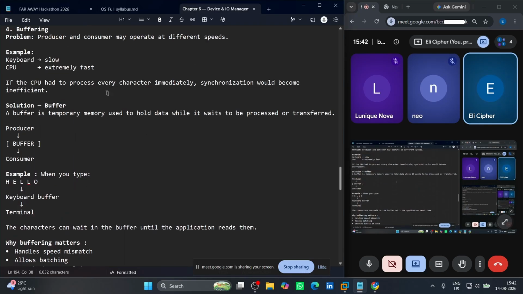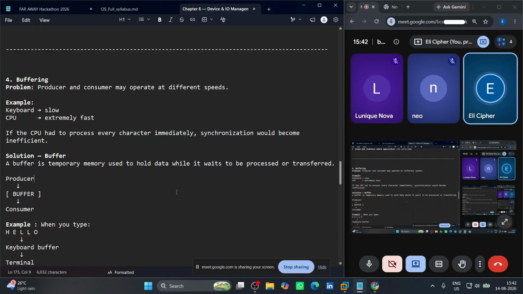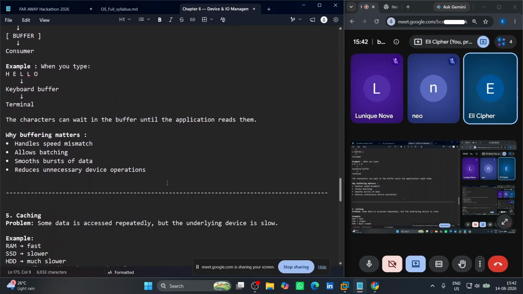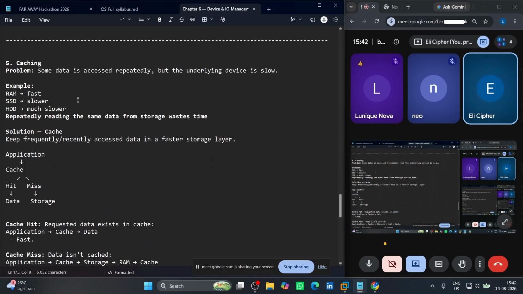Okay, did you get the meaning of buffer? It's just a temporary memory which is used to hold the data while it waits to be processed or transferred, right? Did you get buffer? What is a buffer?